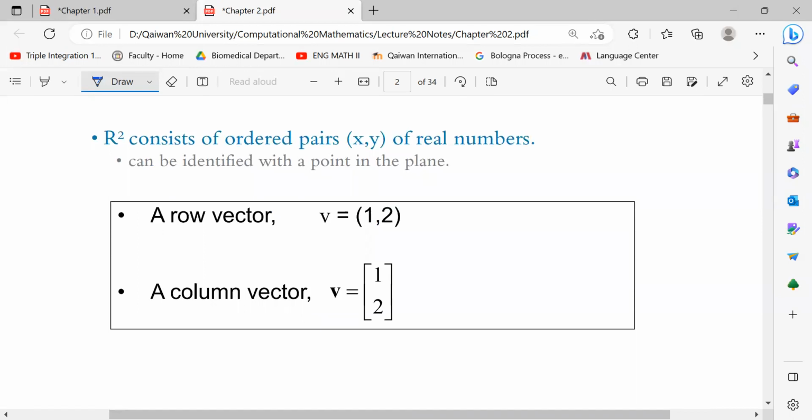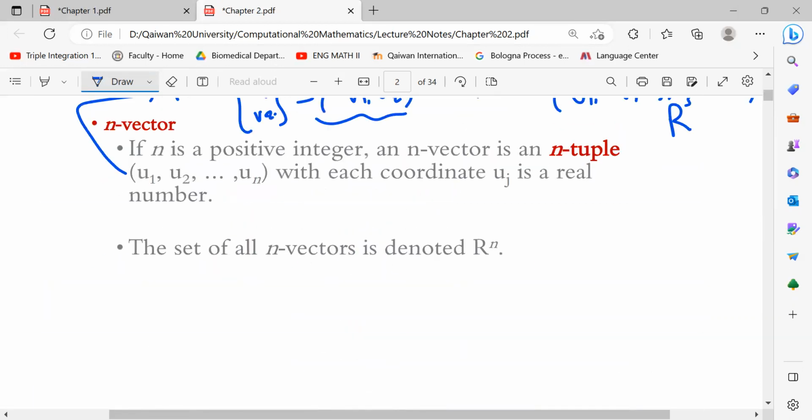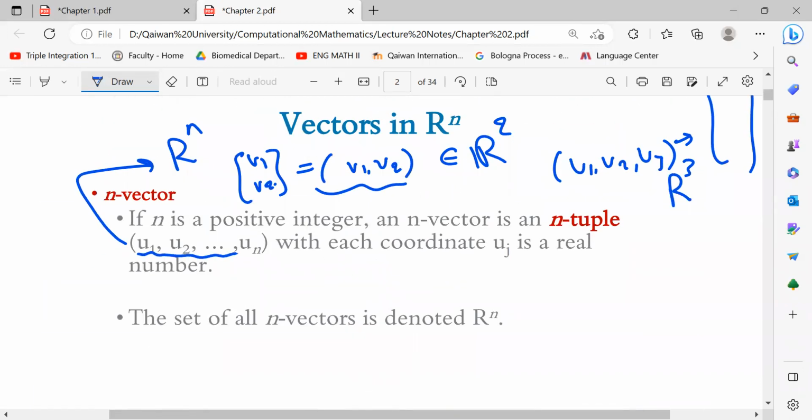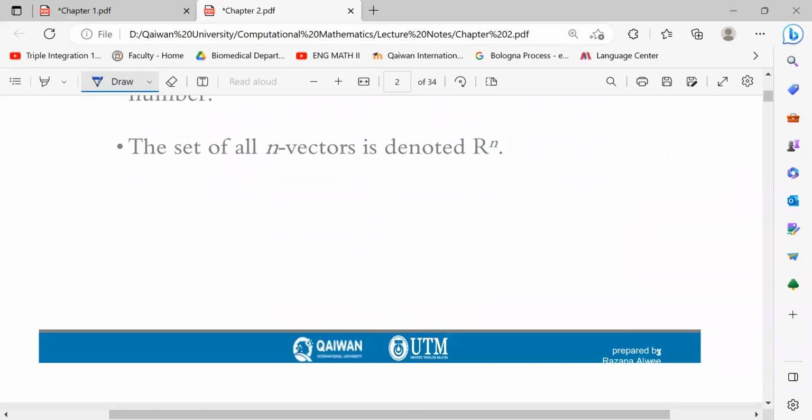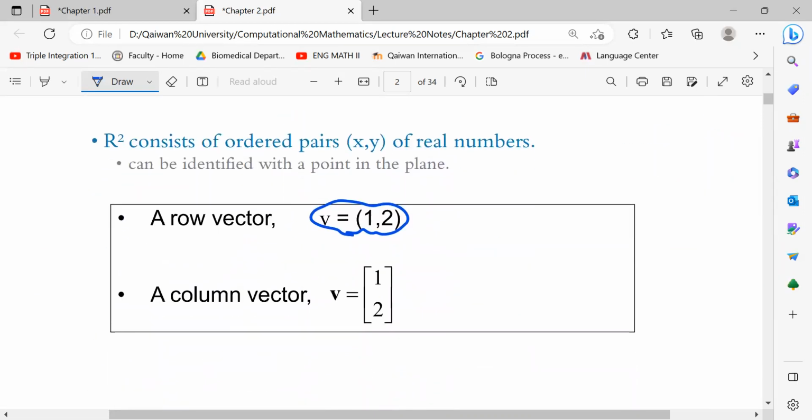For R2, we have only two elements. We have an ordered pair, v1 and v2. The entries here, u1, u2, u3 up to un, are real numbers. They could be positive, negative, fractions, or zero. They could be any real number. So this is a row vector, and this is a column vector. If it's a horizontal vector, we say it's a row vector. But if it's a vertical vector, it is a column vector.